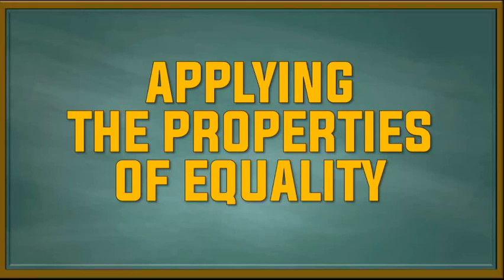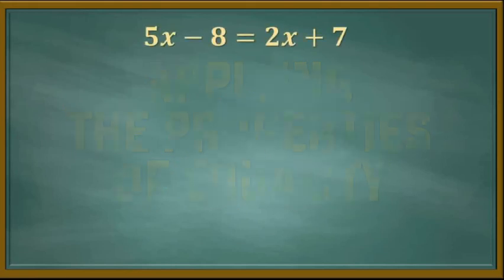Let's solve some equations to see how the properties of equality are applied. First, let's try to solve 5x minus 8 equals 2x plus 7. Now, applying the properties of equality, what we can do is try and eliminate the negative 8 from the left side of the equation, and we do that, remember, by adding its additive inverse, which is, of course, positive 8. And we have to do that on both sides of the equation.